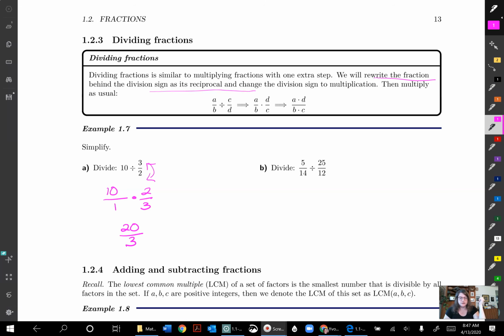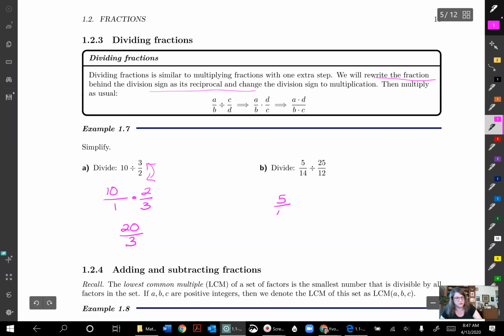And we're actually going to just leave it right like that. We don't have to change it. We could make it a mixed number because it's an improper fraction, but it's totally okay because it has no common factors in the numerator and denominator. So we can just leave it as an improper fraction. We often do that. So for B, pause the video and try that one on your own, and then I'll go ahead and do it.